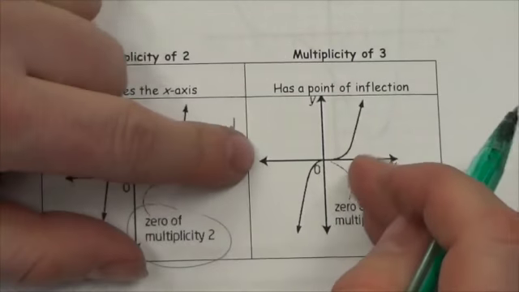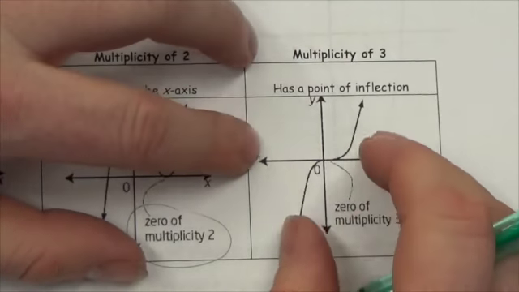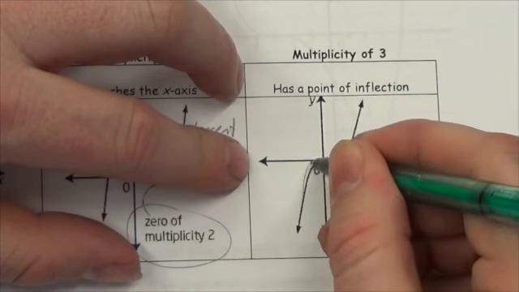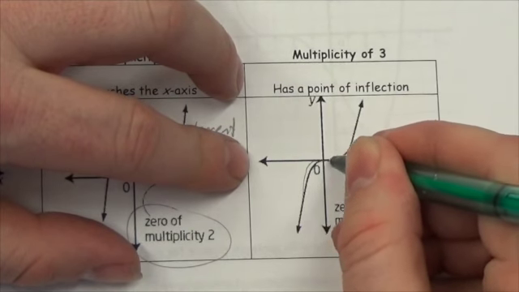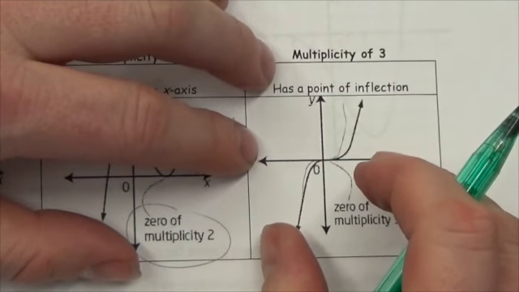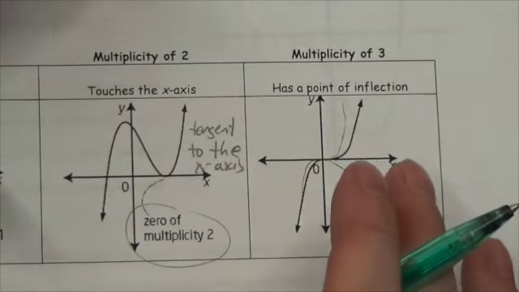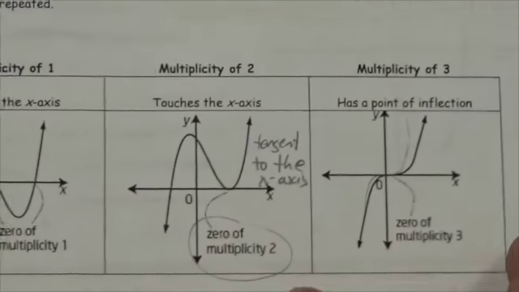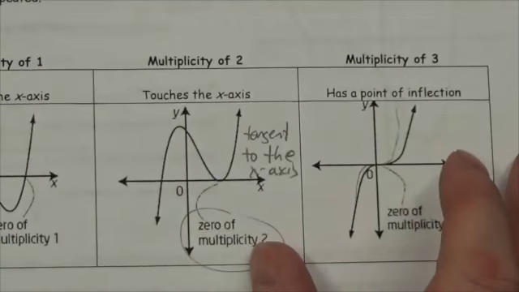A multiplicity of 5 and 7 is going to look roughly like this. It's going to get a little steeper, come in a little bit more dramatically, and then leave a little bit quicker. But it's still going to have basically this shape here. So the maximum we're going to look at here will be multiplicities of 1, 2, and 3. But we're not going to go beyond that.